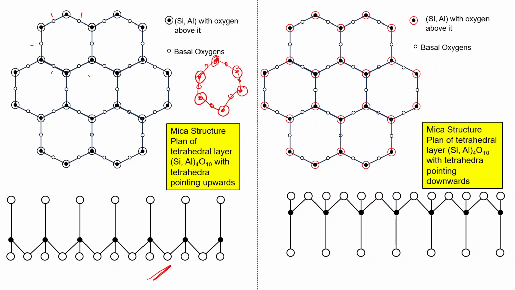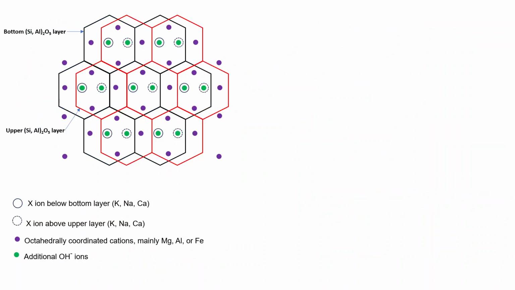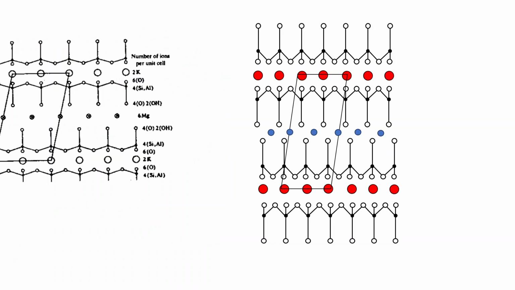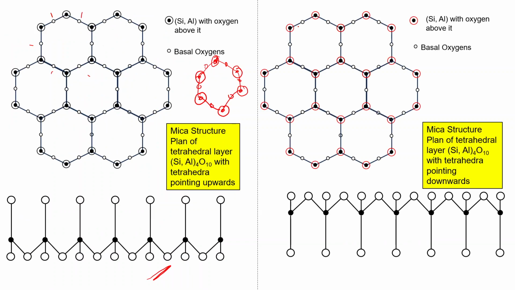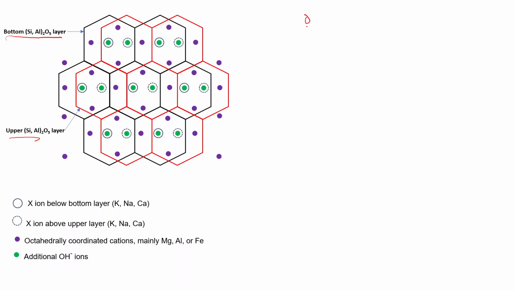Now, once these two tetrahedral layers are linked together, you will find there is an octahedral layer in between these two units. We'll just see. If we overlap those two layers now, the black one here is the bottom SiAl2O5 layer, while the red one is the upper layer. So what has happened? Both these layers are now superimposed. And this superimposition of these two layers causes the octahedral layer. If I draw these two layers now, it will be like this.